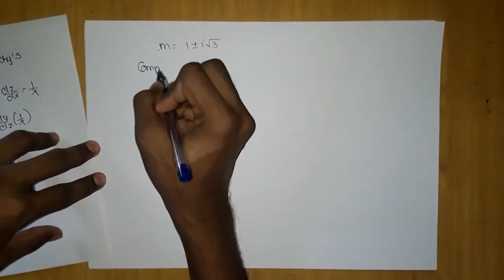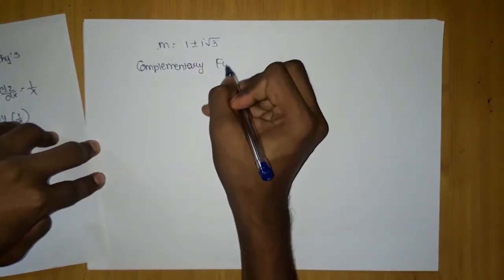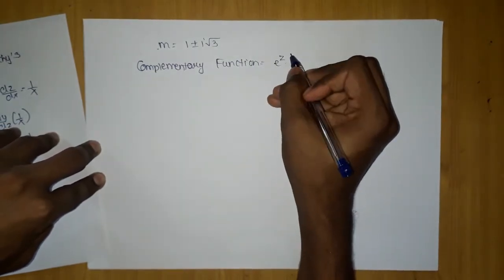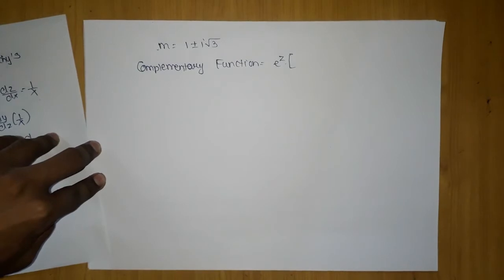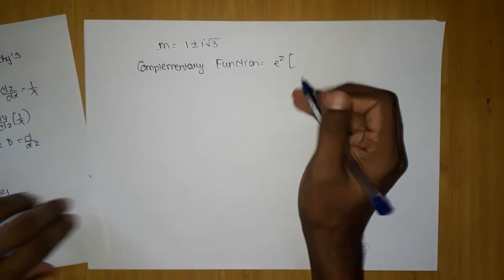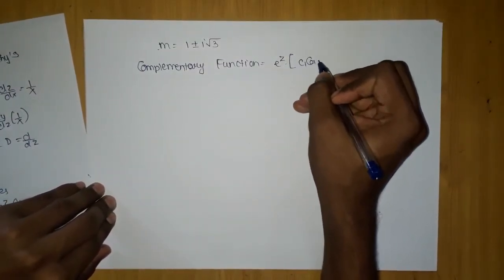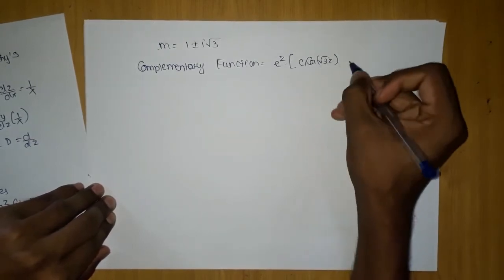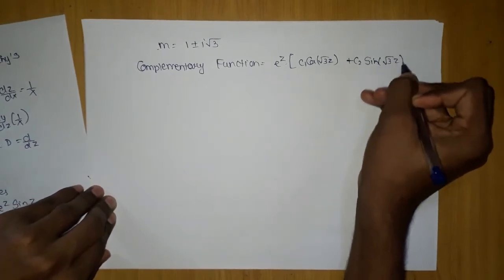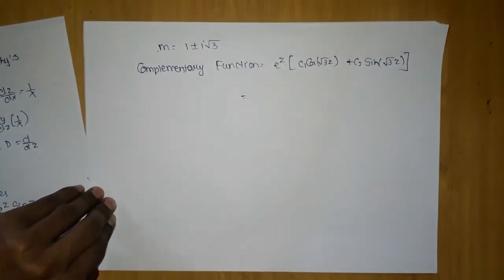Now complementary function is given by e to the power z. Here you have replaced each x by z, so you will not use any x. Keep that in mind. So e to the power z will appear into c1 cos root 3z plus c2 sin root 3z. Agree? But remember, when we write the complementary function in the final answer, we should not have any z.